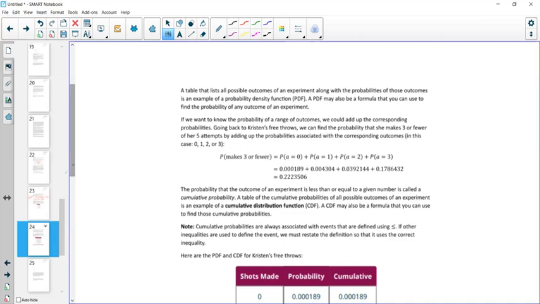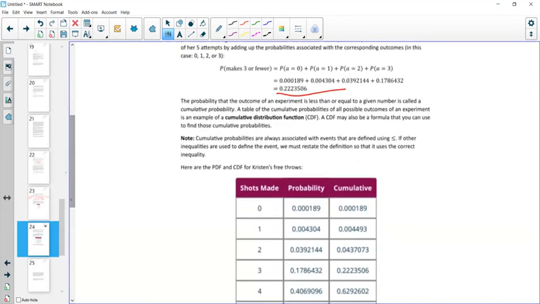PDF may also be a formula that you can use to find the probability of any outcome of any experiment. If we want to know the probability of a range of outcomes, we could add up the corresponding probabilities. Going back to Kristen's free throws, we can find the probability that she makes 3 or fewer of her 5 attempts by adding up the probabilities associated with the corresponding outcomes. In this case, 0, 1, 2, or 3, which we've done here. The probability that an outcome of an experiment is less than or equal to a given number is called a cumulative probability.